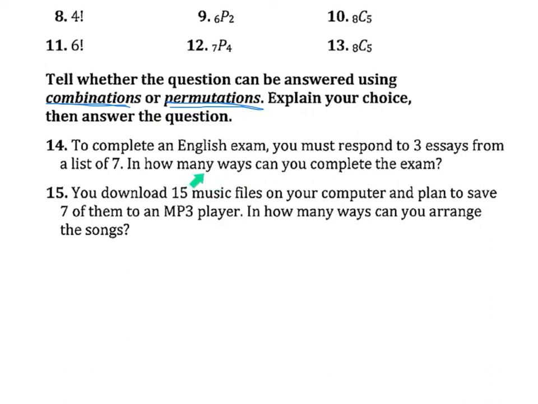Okay. So ask yourself, does the order really matter here? If the order doesn't matter, then it's combination. If it does, permutation. Now number 15, you download 15 music files on your computer and you plan to save 7 of them to an MP3 player. In how many ways can you arrange 7 songs? Okay, so think about this. Does the order matter? Yes or no?